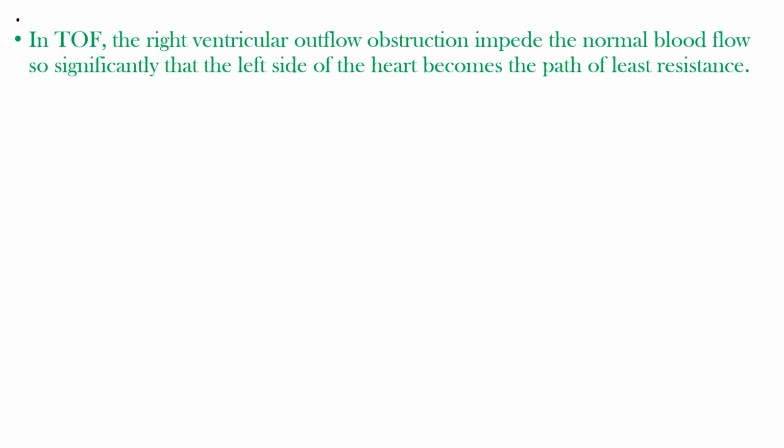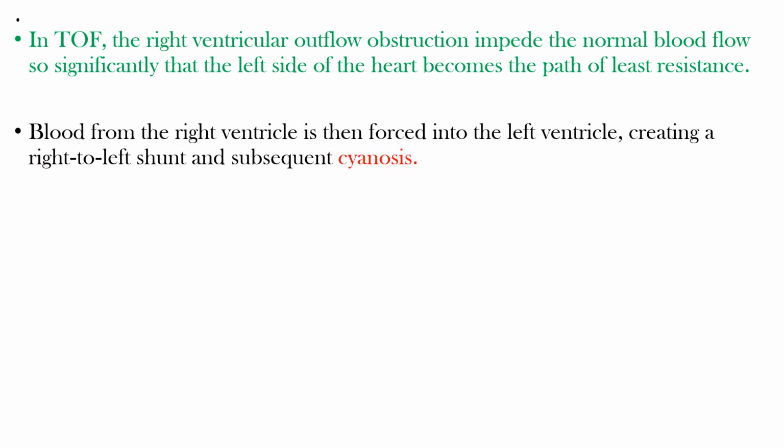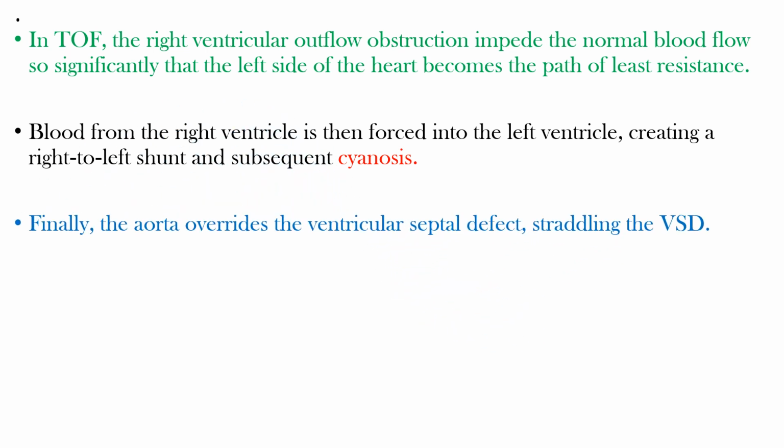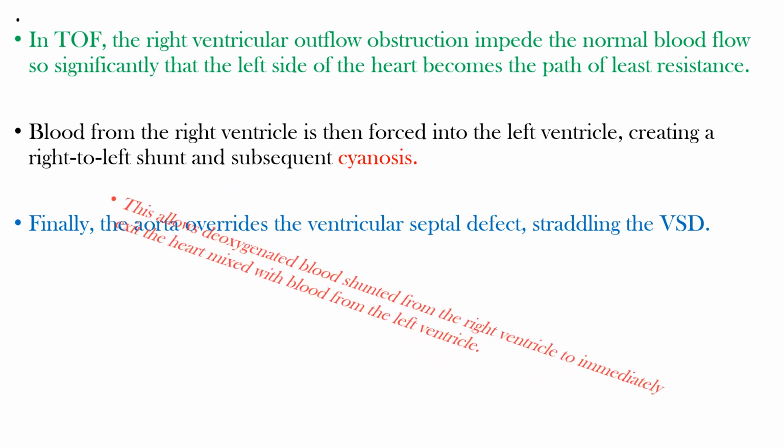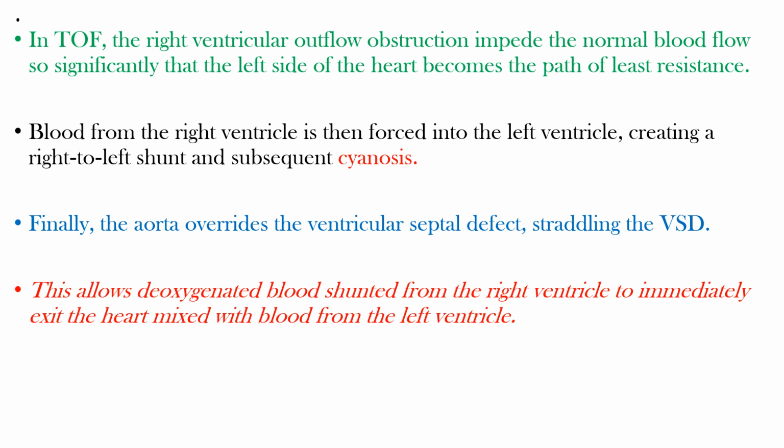Unlike that of VSD, in TOF, the right ventricular outflow obstruction impedes the normal blood flow so significantly that the left side of the heart becomes the path of least resistance. Blood from the right ventricle is then forced into the left ventricle, creating a right-to-left shunt and the subsequent cyanosis. Finally, the aorta overrides the ventricular septal defect, straddling the VSD. This allows deoxygenated blood shunted from the right ventricle to immediately exit the heart, mixed with blood from the left ventricle.